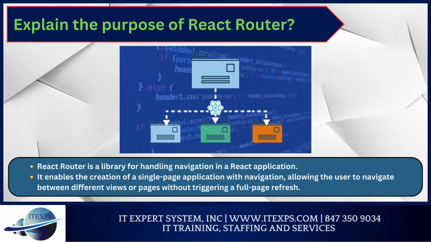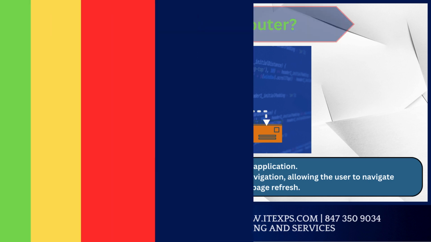Explain the purpose of React Router. React Router is a library for handling navigation in a React application. It enables the creation of a single-page application with navigation, allowing the user to navigate between different views or pages without triggering a full page refresh.